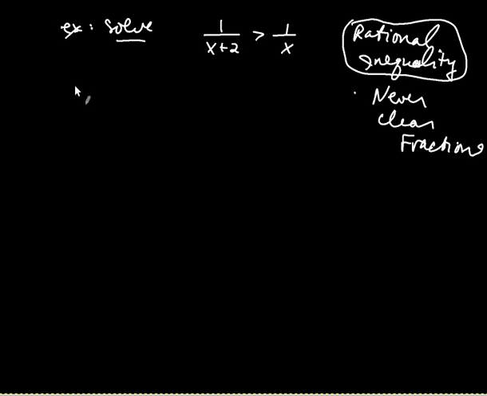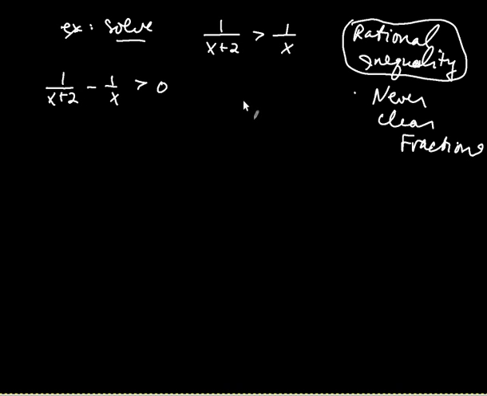Okay, so what do we do instead? Well, you handle it just like we did the previous one. That is, you get 0 on the right-hand side first. So we've got 1 divided by x plus 2, minus 1 over x is greater than 0. Okay, the next step is write the left-hand side as either a product or a quotient of linear factors. Well, in this case, it's going to be a quotient. So we're going to combine these two rational expressions.